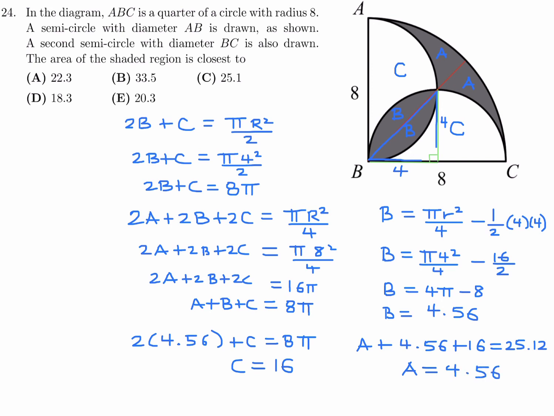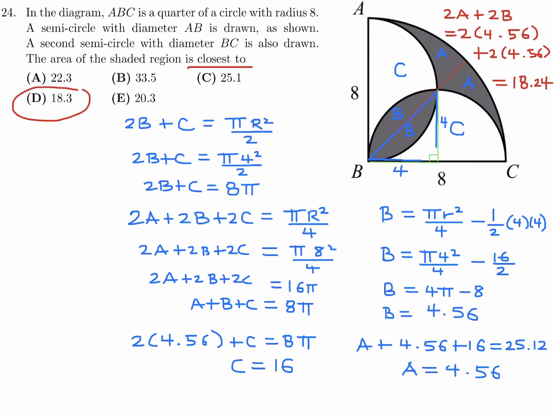So what were we asked to find out in this question? The area of the shaded region. Well, according to my labeling, the area of the shaded region is 2A plus 2B. Well, A is 4.56, and B was also 4.56. Interesting. And then when you do that math, you get 18.24. Therefore, if you look at the answer choices, it is closest to D for number 24.